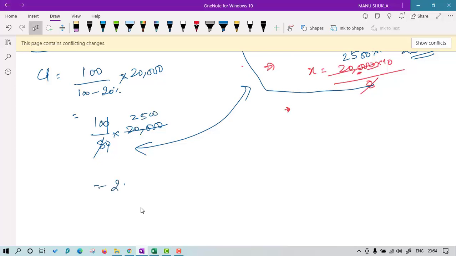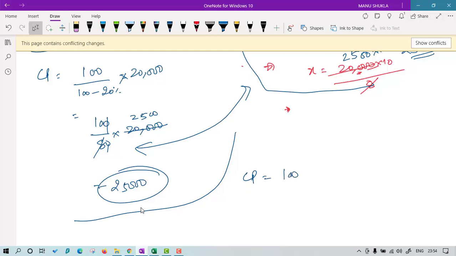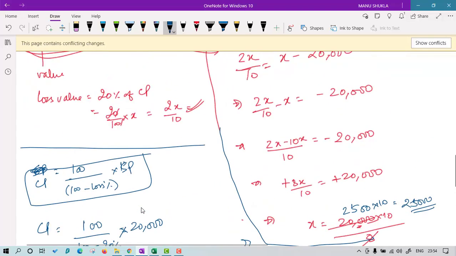2500, that is 25,000. If in the question CP was asked and profit was given, the formula would have been CP is equal to 100 upon 100 plus profit percent into selling price. The hint is, if profit percentage is given, we are adding it in the 100. If loss percentage is given, we are subtracting it from the denominator. That's it. So it's your choice, whichever way you want, but the better way is this one, going by the concepts.